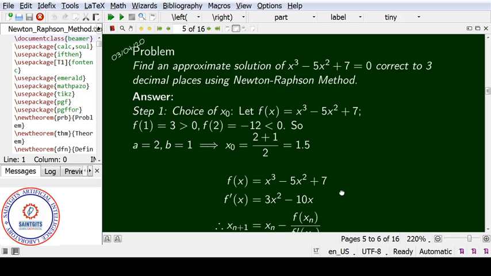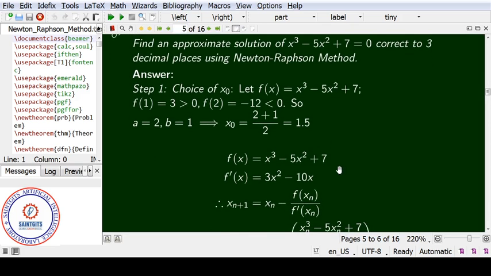So an example, consider this problem. Find an approximate solution of x cube minus 5x square plus 7 is equal to 0, corrected to 3 decimal places using the Newton-Raphson method. So this is our function. We'll call the left side f of x. So f of x equal to x cube minus 5x square plus 7.